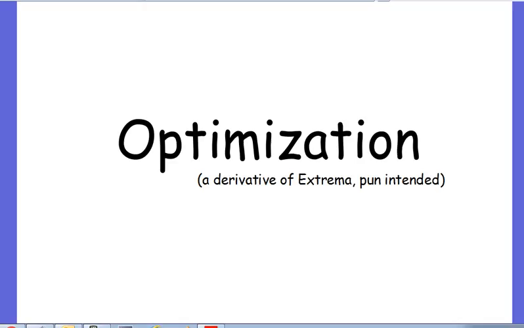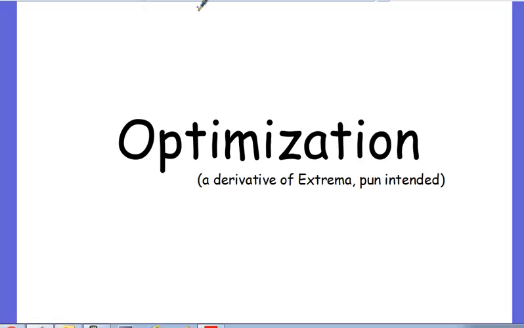The word derivative doesn't just have math implications. It means like a side note. You know what I mean? It means like a side conversation. And then, no, but I mean a derivative of extrema. Okay. Pun intended. Because that's a pun.